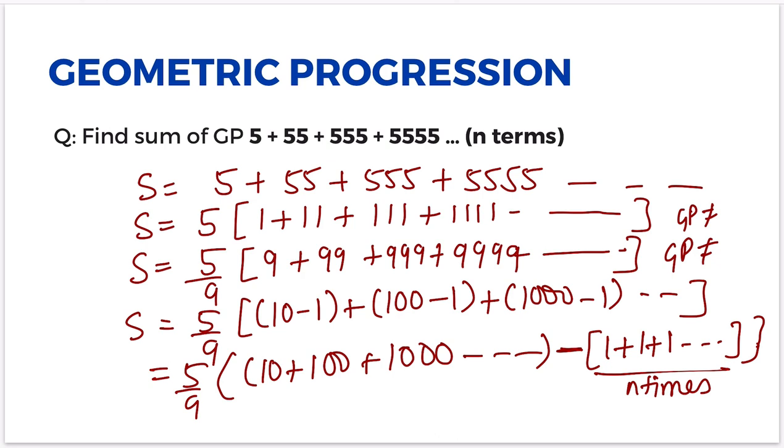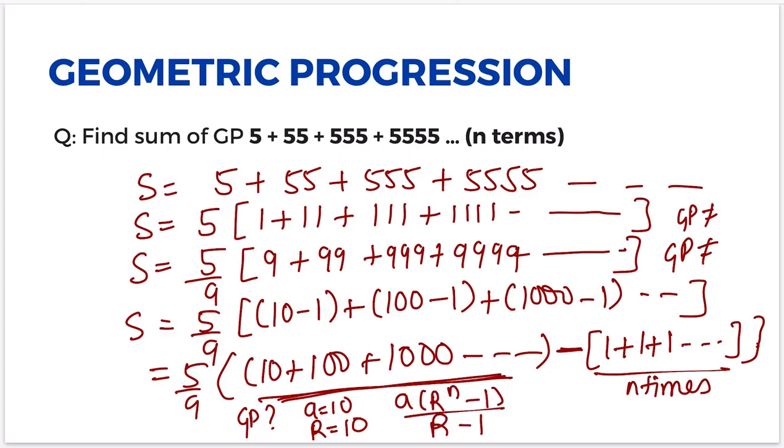So if you see now, what is this? This is a geometric progression series. Yes. Why? Because the first term is 10 and the common ratio is 10. So now we have a GP. The summation of such a series is a times r raised to power n minus 1 divided by r minus 1. So you just put in r as 10, a as 10 and n as n, because they have asked you the sum of n terms of the series. Minus 1 plus 1 plus 1, n times, is simply n.